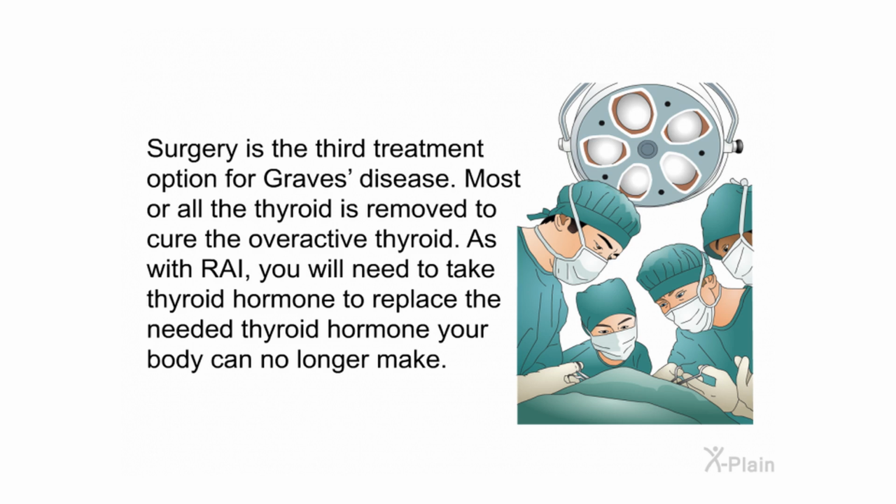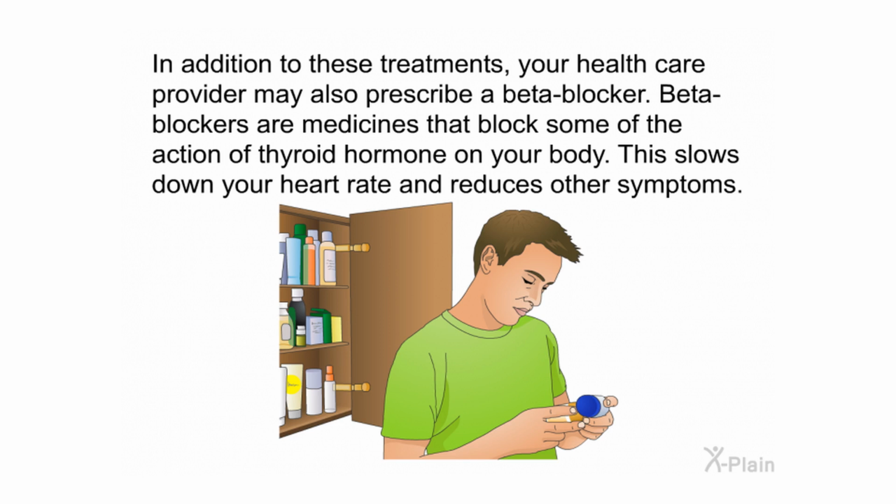Surgery is the 3rd treatment option for Graves' disease. Most or all of the thyroid is removed to cure the overactive thyroid. As with RAI, you will need to take thyroid hormone to replace the needed thyroid hormone your body can no longer make. In addition to these treatments, your healthcare provider may also prescribe a beta blocker.